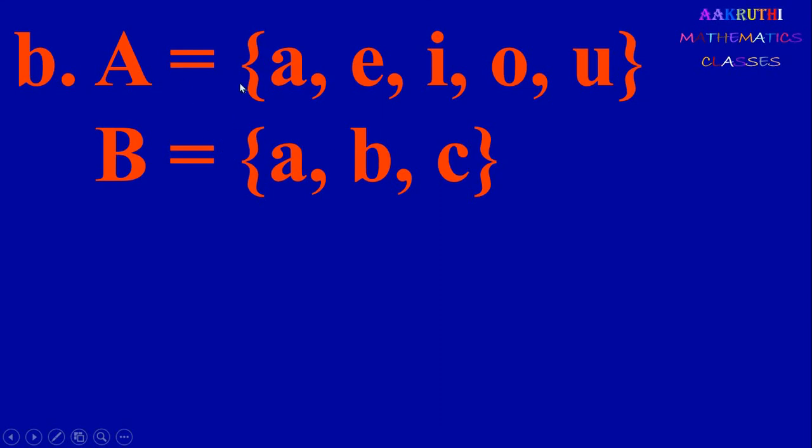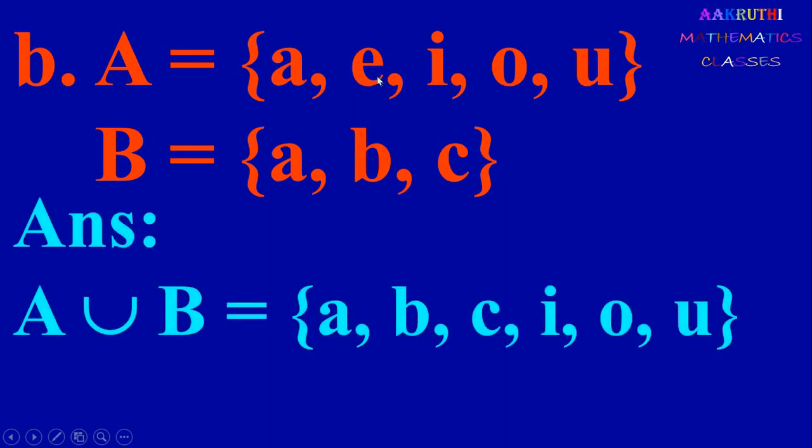So next question, A equals {A, E, I, O, U} and set B is {A, B, C}. First you write the union, writing all the elements together. That is, we have A, B, C, then E, I, O, U. So we can write A union B equals {A, B, C, E, I, O, U}. So it is all the elements together.